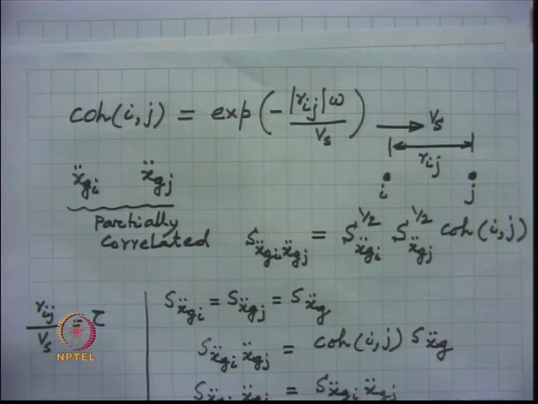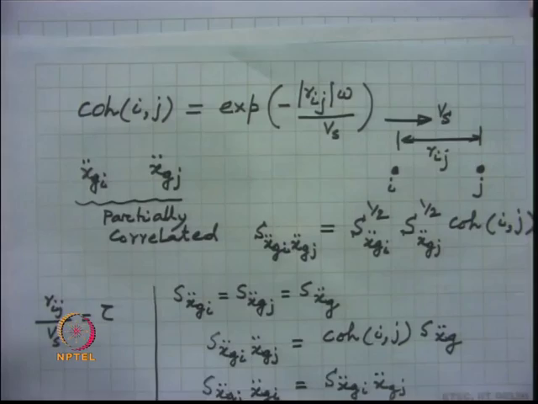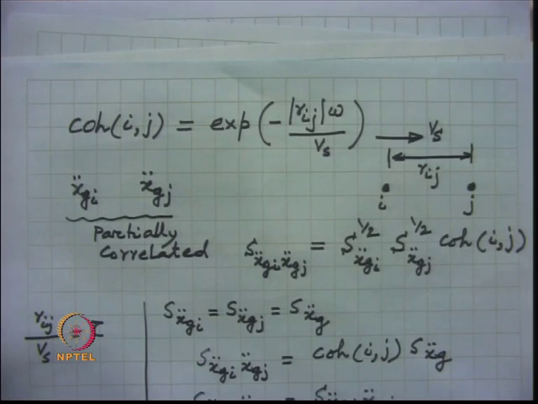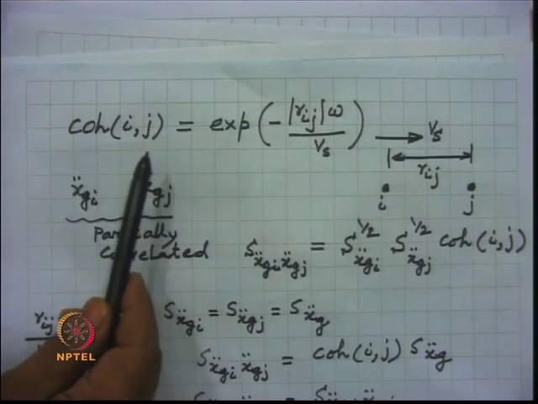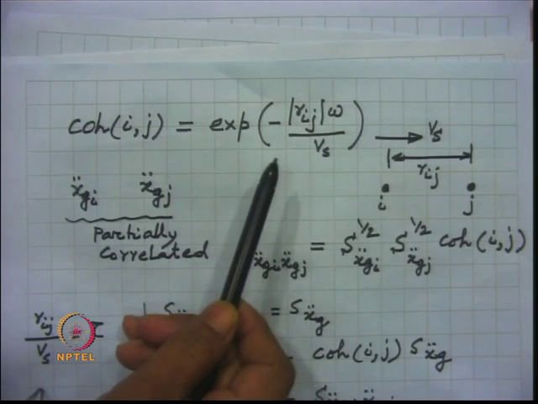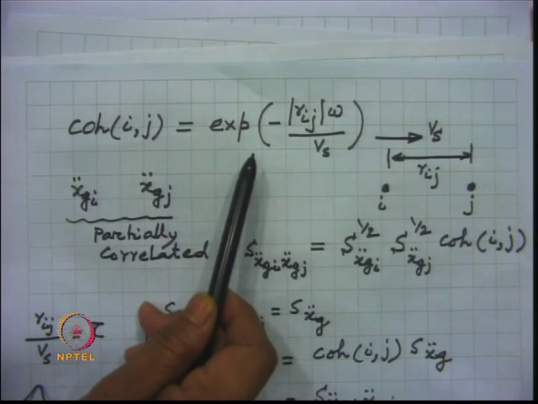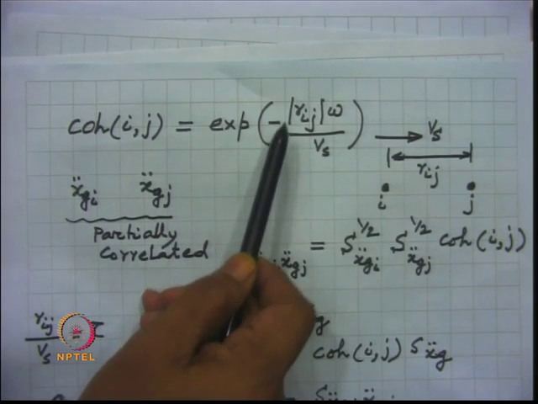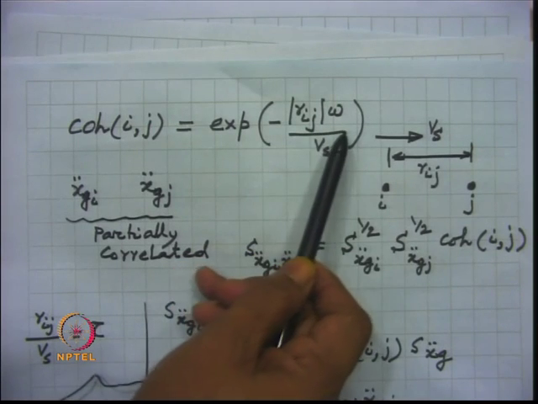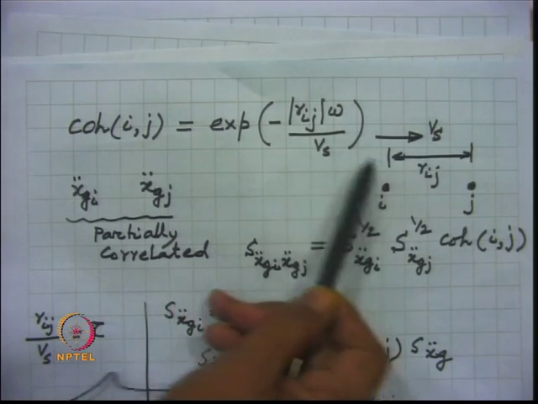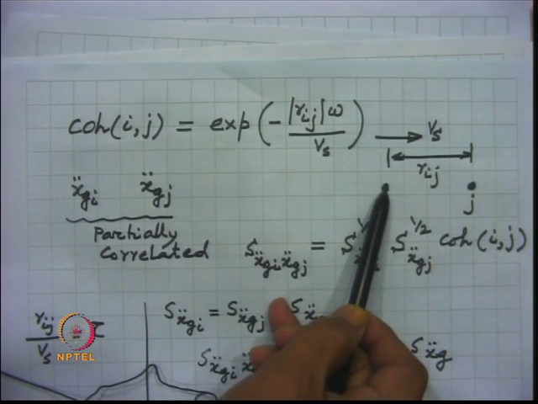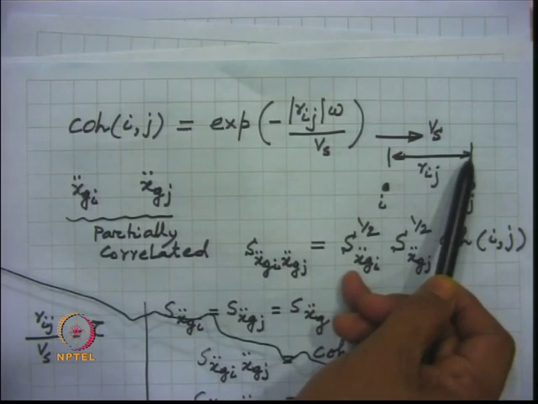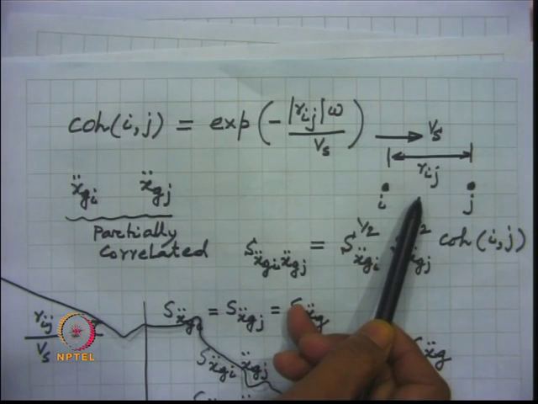recapitulate what we discussed in the seismic input part of our study. In the seismic input, if you recall, we discussed a coherence function, and one of the empirical equations of the coherence function, which is a very simple one, is this: exponential of minus the absolute value of Rij into omega divided by Vs, where Rij is the distance between the points i and j, that is, at these two points we have excitations, and the distance between them is Rij.